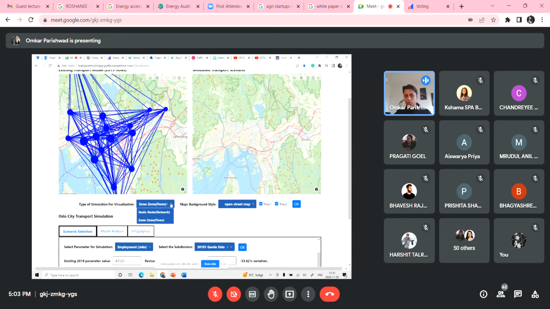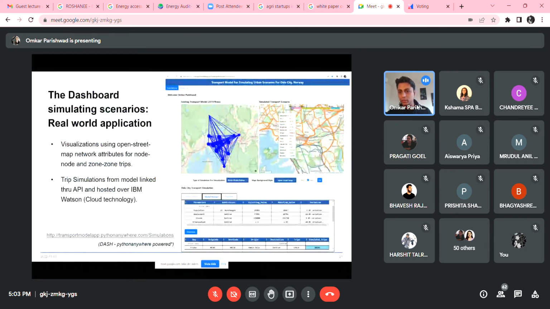And this is for two visualizations. This takes time, so I would just explain it over here. This is how we can see on each road how many people would be there for that month or for that week day, and it gives us pretty detailed visualization as well as results. Here you can see that I have included multiple parameters, their existing value, the modified value, and the variation.